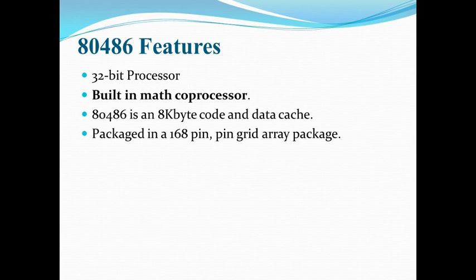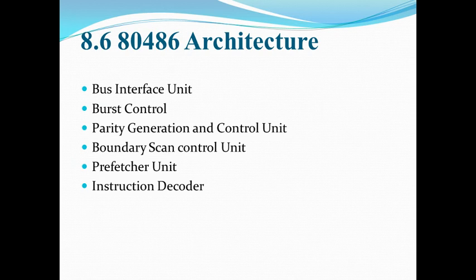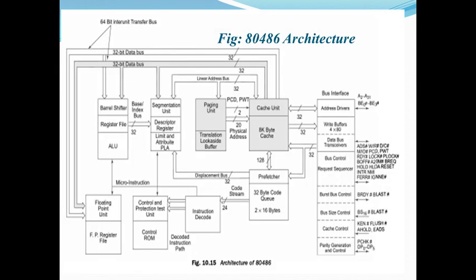So now let us move towards the architecture. It contains units like the bus interface unit, bus control, parity generator and control unit, boundary scan control unit, prefetcher unit, and instruction decoder. The execution units are also there, but I have not listed them, sorry for this. So let us see the complete architecture. So this is the architecture of 80486.